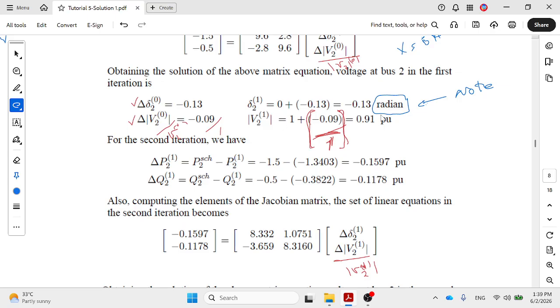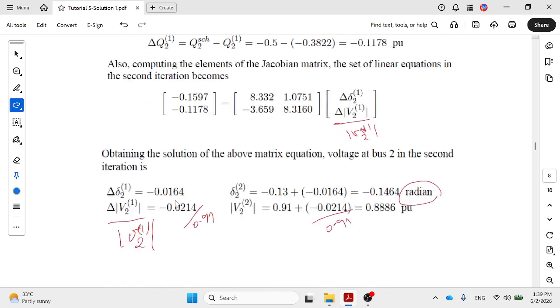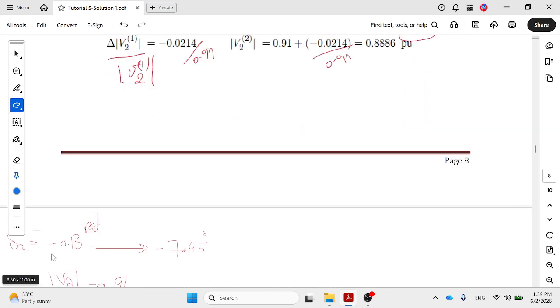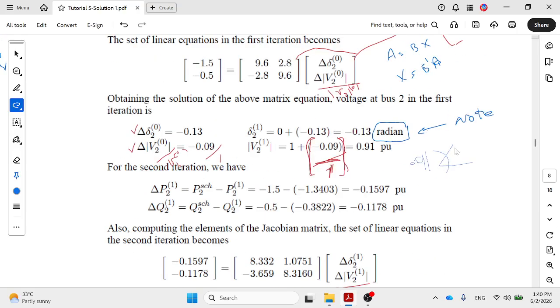So right now we have V2, which is 0.91 with the angle, which I calculated here: 0.13 radians is minus 7.45. So minus 7.45. No problem. If you mention this unit for me, or you want to write it in radians also, no problem. Again, we have to calculate the mismatch.